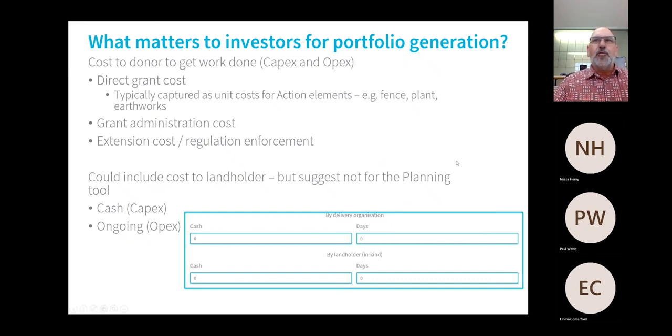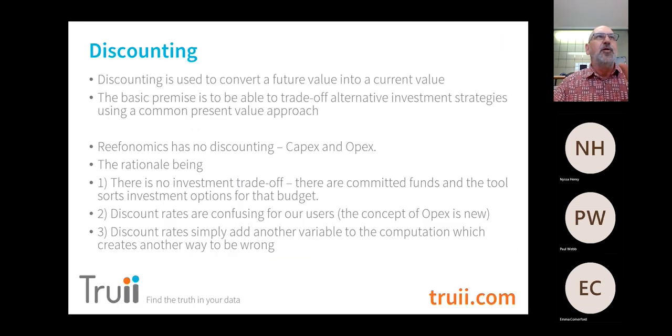What could also be included is the cost to the landholder. But I propose that we don't do that in the plan level tool. This is definitely for the project level tool. Here's a screenshot from the Paddock to Reef Project tool, which is a project level tool. We do exactly that. There's an opportunity to capture the cash and in-kind contribution from the donor organisation, the cash and the time cost, and the cash and the time cost from the landholder as well. And so that's our approach to capturing the dollars.